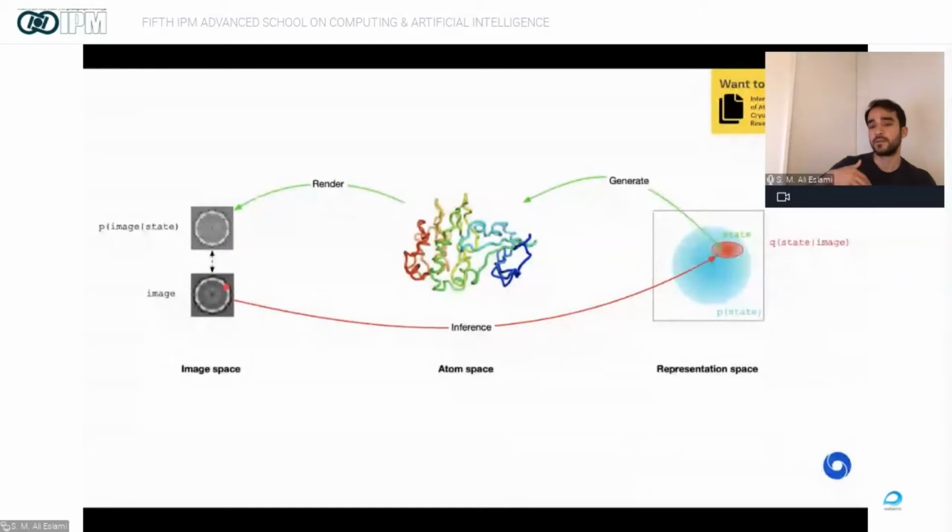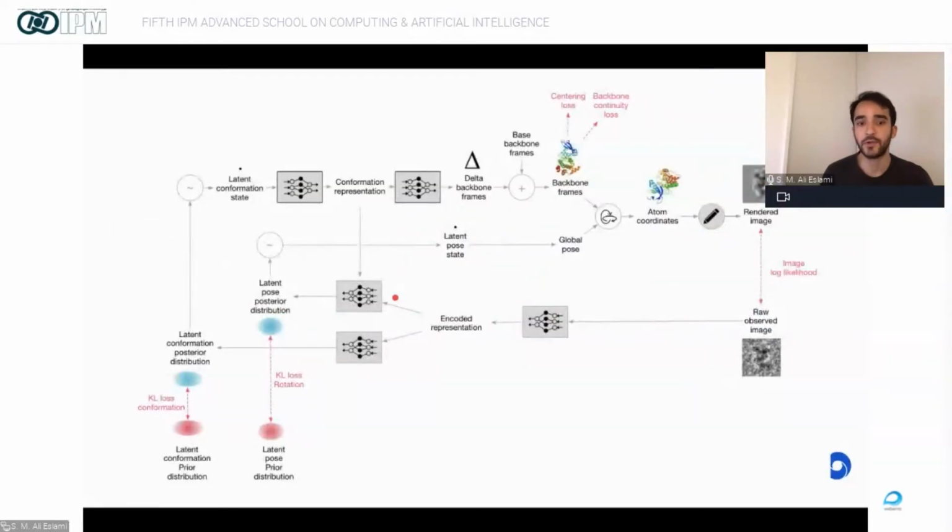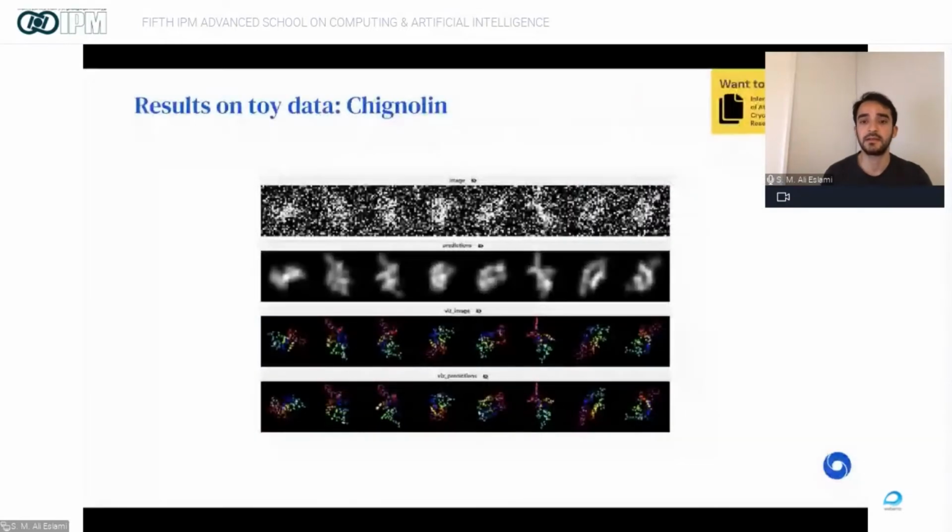And our hope is that once this thing is trained, then by investigating the distribution on the representation space, we can get a distribution on the 3D shapes of that protein. So the network is a little bit more complicated than that diagram, but I'm going to skip the details. But after training, you get results that look like this.